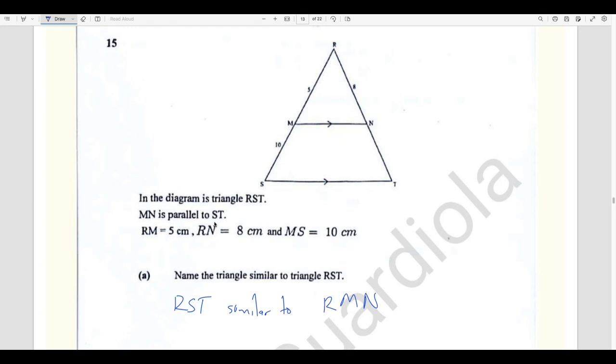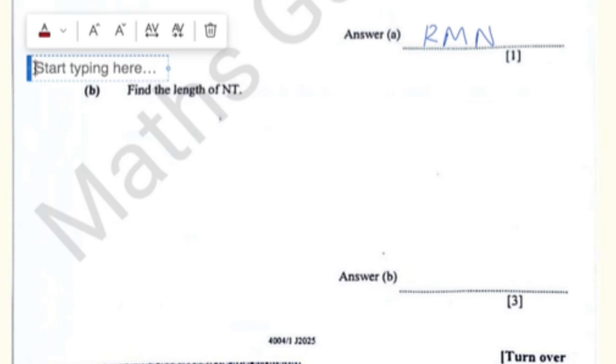Okay, so now to solve this problem of finding this distance NT, what we simply do is find the ratio of the length of RM to RS, and then use that to calculate the ratio of RN to RT. Here's what we are going to do. We're going to use 2 methods. One method is the long one, the other one is the shortcut, which is a lazy method. Firstly, I'm going to show you the tip.